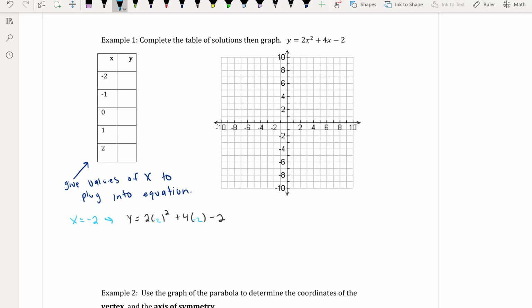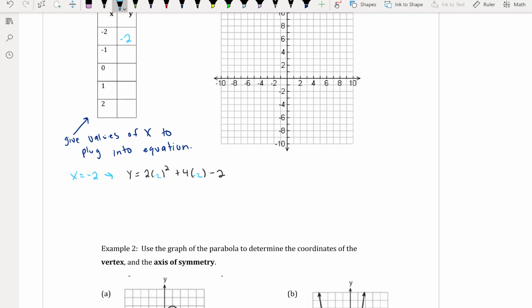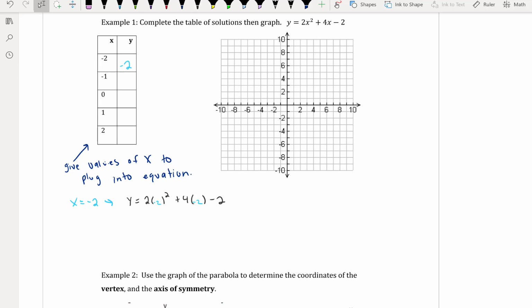So when I plug that in, I'm grabbing my calculator now. So 2 times negative 2 squared plus 4 times negative 2 minus 2. I'm going to get negative 2. So now I know one of my first values. I'm going to keep doing that, and I'm going to get all of my different values here. Okay. So go ahead and press pause and plug in all of these values for x into your equation.